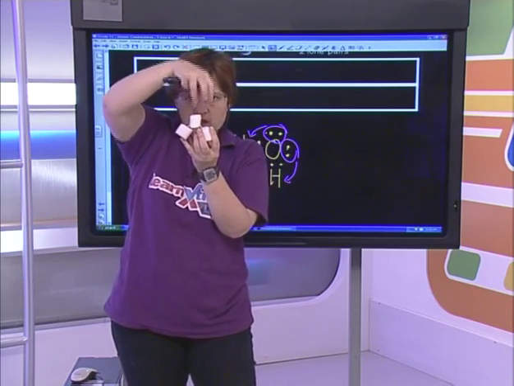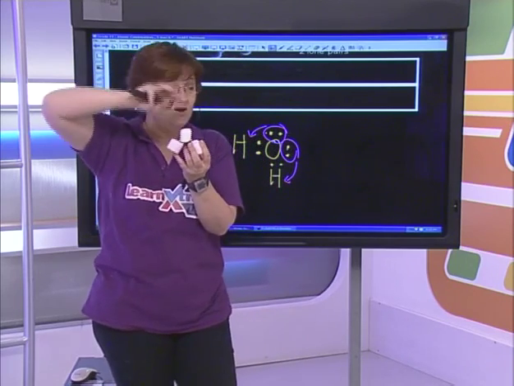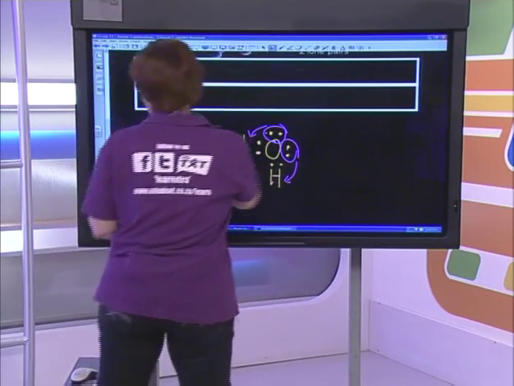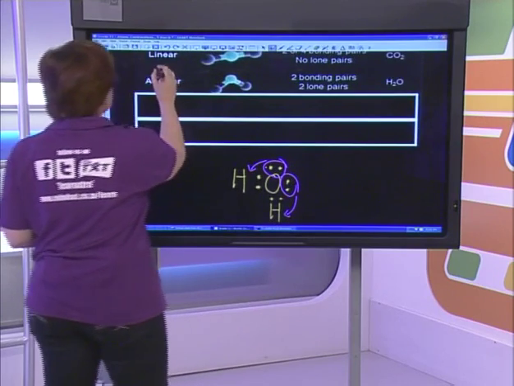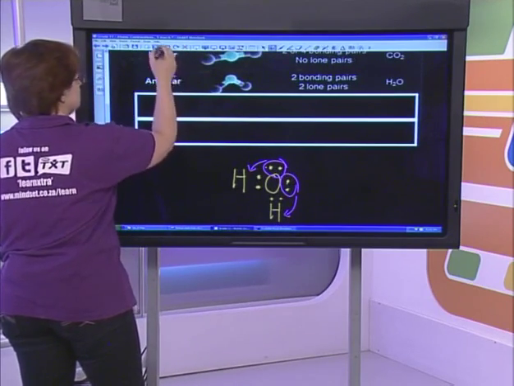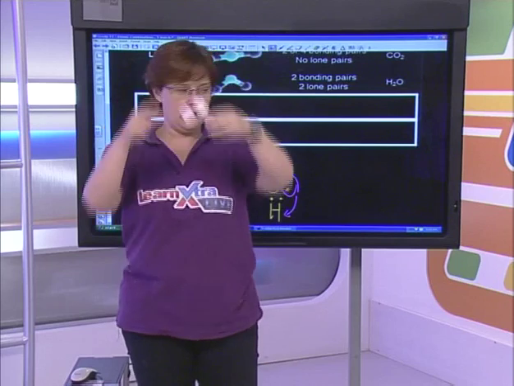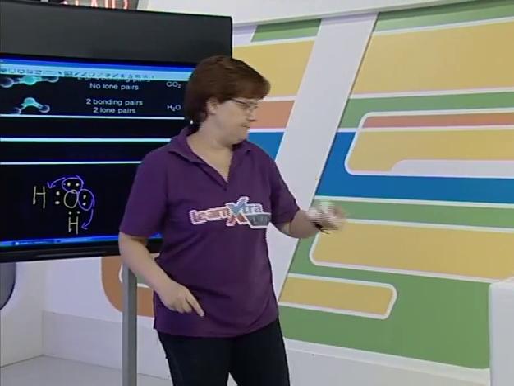If those lone pairs didn't exist, this would be straight, like carbon dioxide. But because the lone pairs sitting on the top are going, we want our own space, they don't like sharing, they push the hydrogen away, and the shape becomes what we call bent or angular. Should I try to write this so you can read it? Bent. See, I can write neatly on the board. So it's bent because it's not straight.